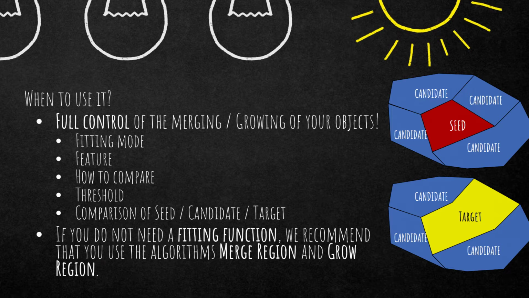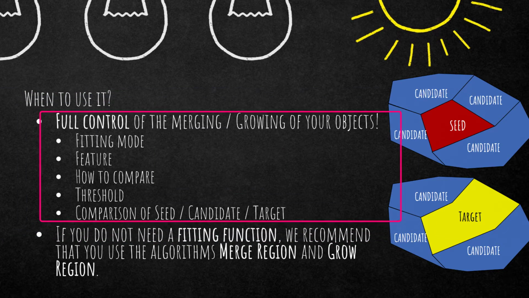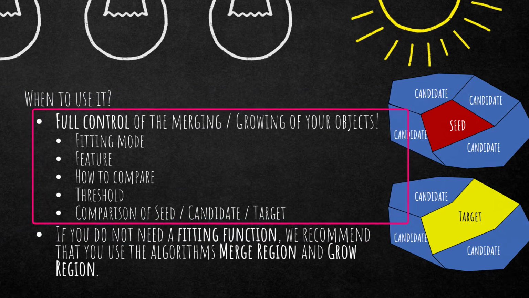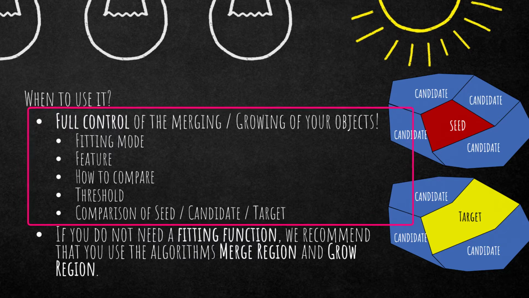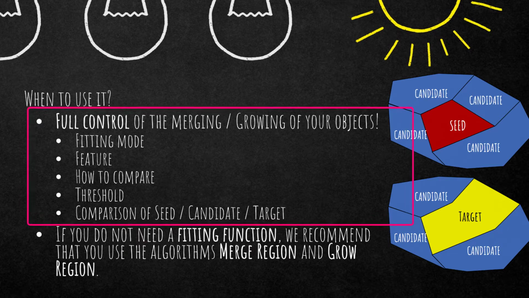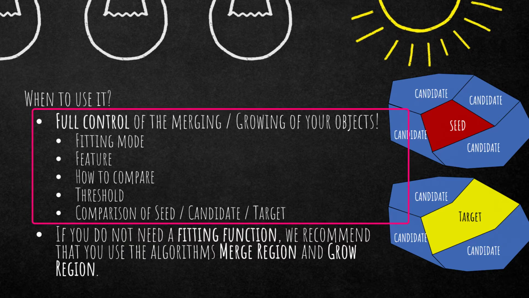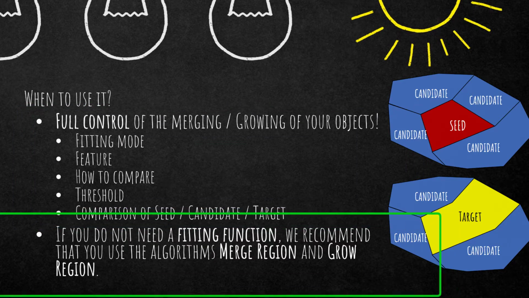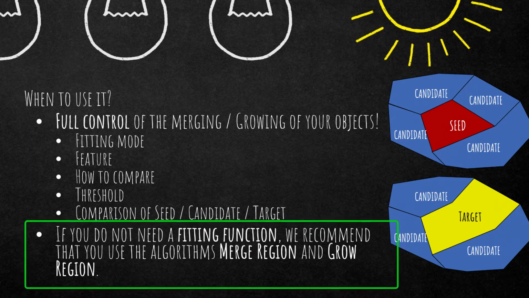When to use it? I mean, it allows you to have full control of your merging and growing of your objects, right? You can define the fitting mode, the feature, how you want to compare those, a threshold, and then also what you want to compare, the seed, the candidate, the targets, and so on. If you don't need a fitting function, right, that is or can be complicated to set up, we do recommend to use merge region if this does the job, or grow region. Those are already existing algorithms that might do the job. But if you're reaching the limitations of those, then have a look at the image object fusion.